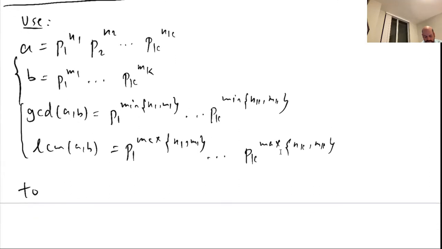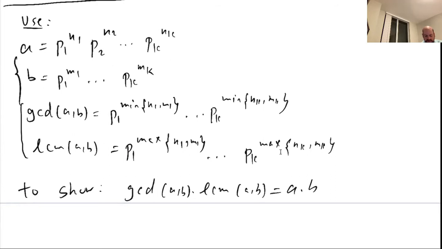So use this to show that GCD(A, B) times LCM(A, B) equals A times B. So just multiply the one in the third line and the one in the fourth line. I almost told you the proof. Just multiply this guy with this guy and show that it's equal to this guy here in the first line times this guy here in the second line.